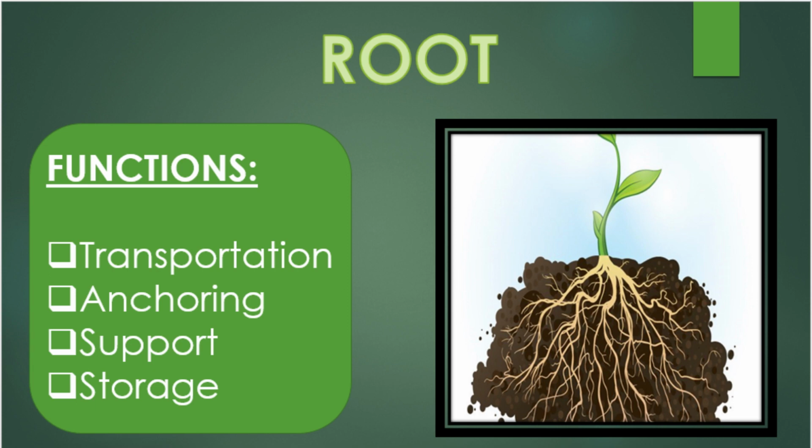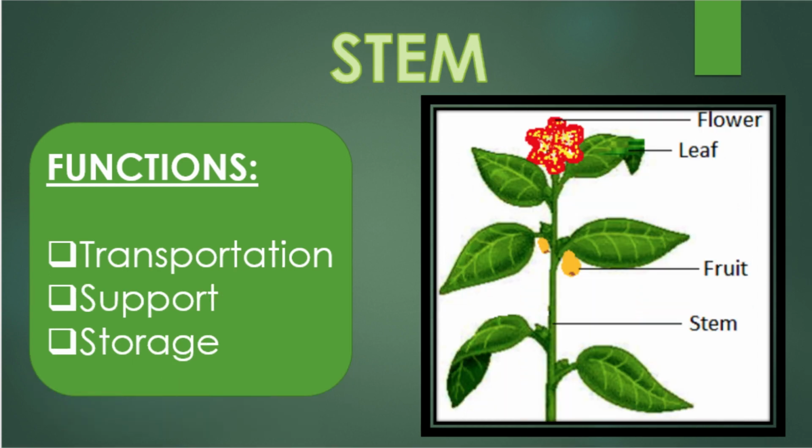And it also stores food. There are some plants that store their food in their roots. For example, beetroot, turnip, radish. These are a few examples that store their food in their roots. Another important part of the plant is the stem.